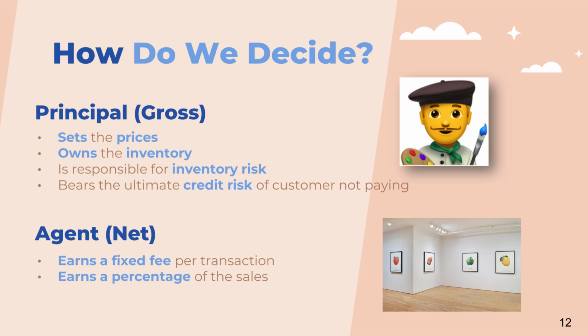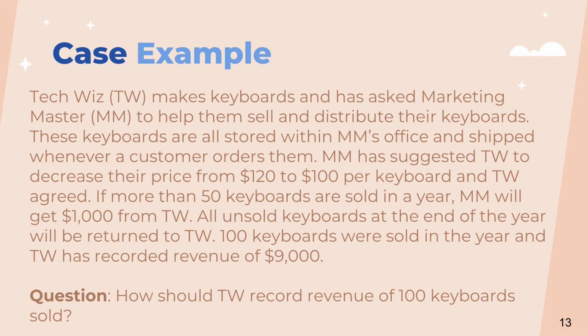To know if you're the principal, you get to set your own prices, you own the inventory, you're responsible for any inventory risk that's going to happen, and you bear the ultimate collectability risk of your customers not paying. If you're the agent, you only earn a fixed fee per transaction, or there's a percentage of the sales that you get to get. Here's a case that I've made. Let's see if you know how to answer it.